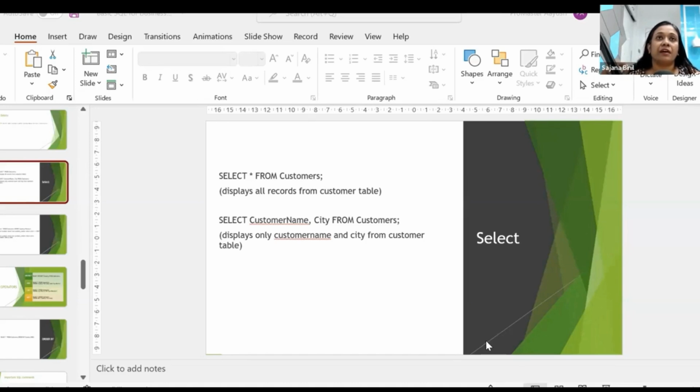Remember, when we are using the command select, what we are doing is we are extracting some information from the table for display purpose. Select customer name and city from customers table will display only these two columns. Similarly, whatever columns you need from a particular table, you just have to give the name of the column, comma, the other columns that you need. Every column name should be separated by a comma. Simple syntax.